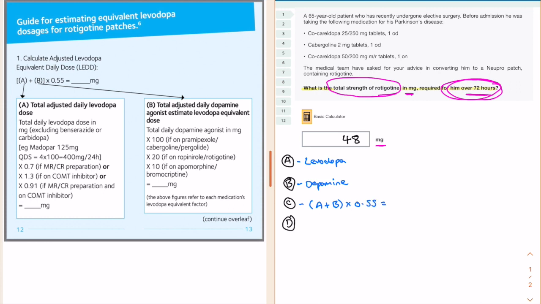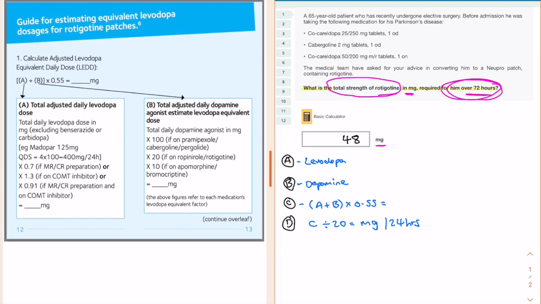And in stage D, we're going to take our answer from C and divide it by 20 to get the number of milligrams of rotigotine, which is the answer in 24 hours. I'll write that down just so that you can see it: milligrams, and I'll put /24 hours for you. Okay, so let's start off first of all with our levodopa calculation.